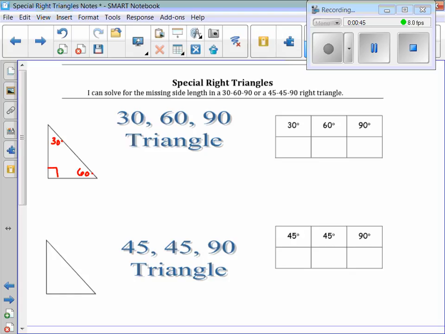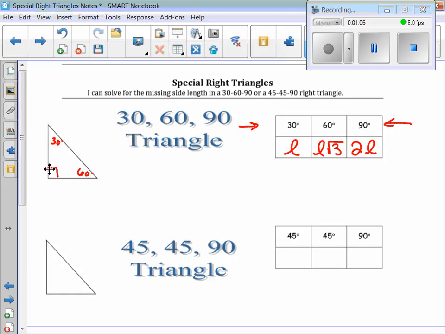Every time you have a 30, 60, 90, I want you to create this table here. When you hear 30, I want you to think of L, 60, L times the square root of 3, and 90, 2L. If you can set this up on every problem, it's going to help identify what you're solving for. Then you're just going to transfer this into the triangle.